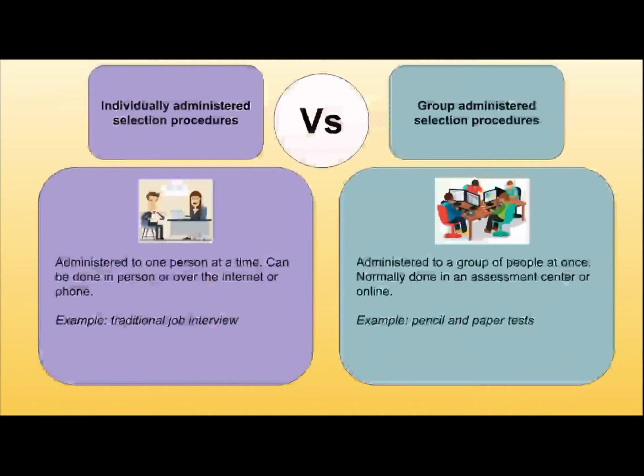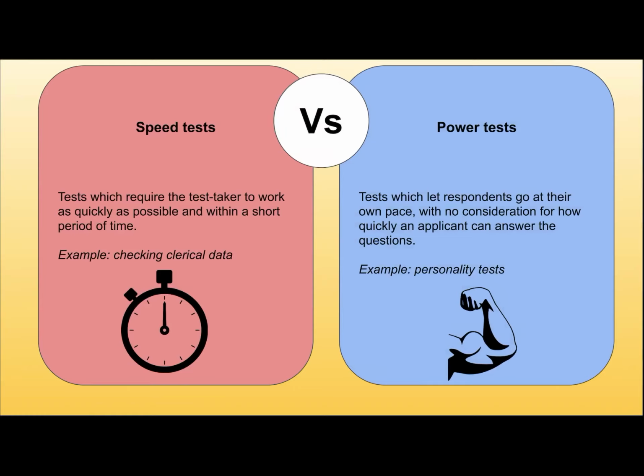Group selection procedures are done all together in a group. As you can see in the picture, they're all taking a test on the computer at the same time. They can also be done with pencil and paper tests. Another way to differentiate between types of tests is the difference between speed tests and power tests. Speed tests are timed and power tests are not.